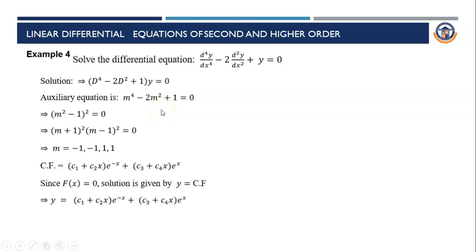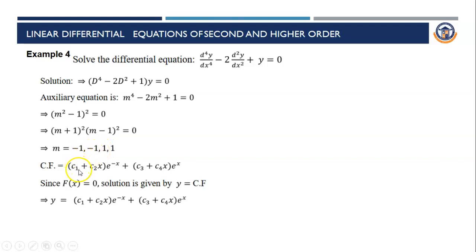So therefore, m has 4 values. That is equal to what? Minus 1, minus 1, 1, 1. So these 4 values are m1, m2, m3, m4. m1, m2 is repeated and m3, m4 is also repeated, that is equal. So this is minus 1, minus 1.